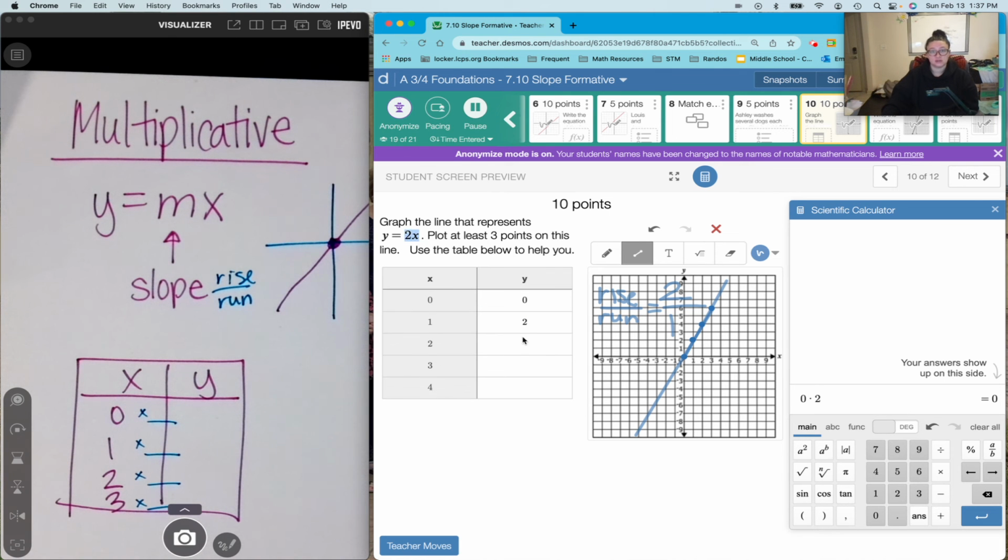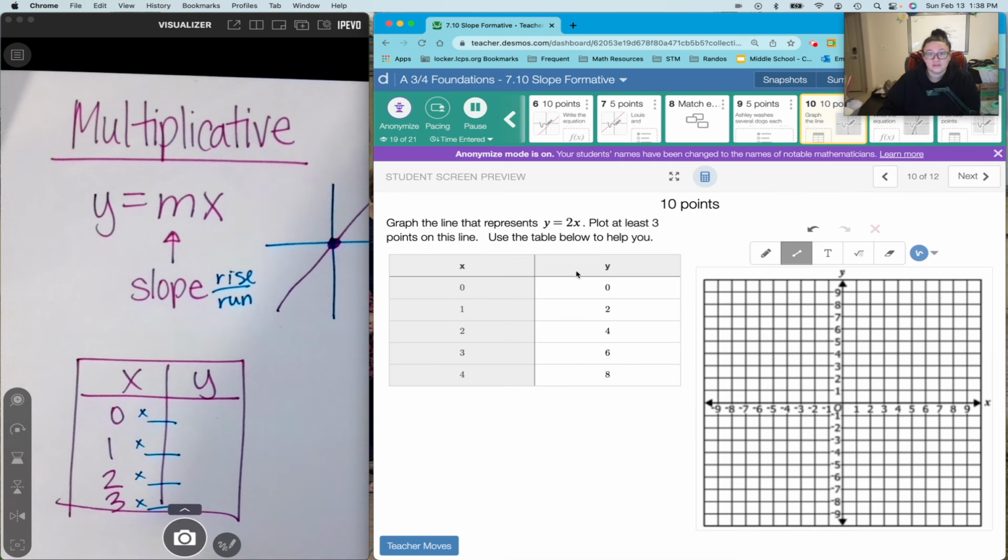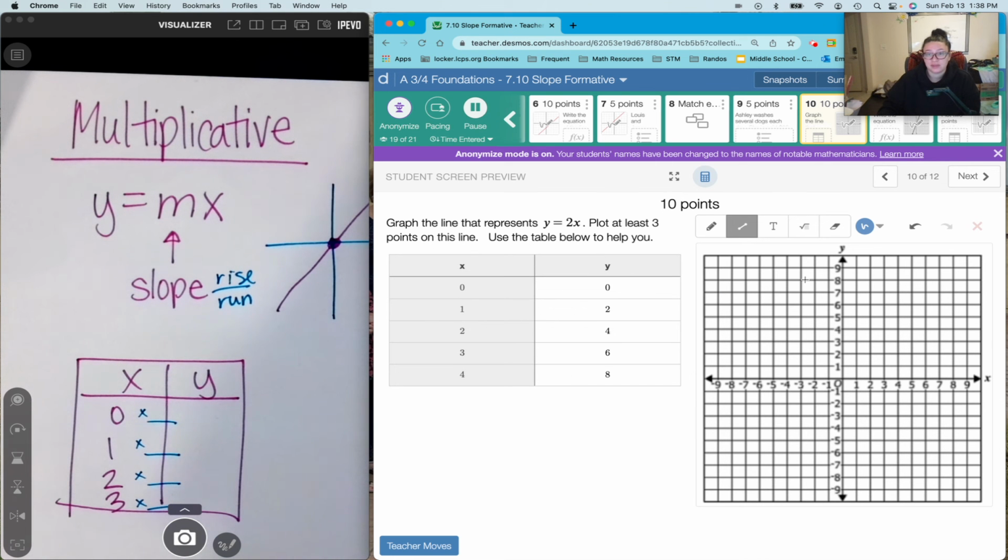2 times 2 gives me 4. 3 times 2 gives me 6. 4 times 2 gives me 8. And so then what I could do using the table instead, I can use these points that I came up with and plot them on here.